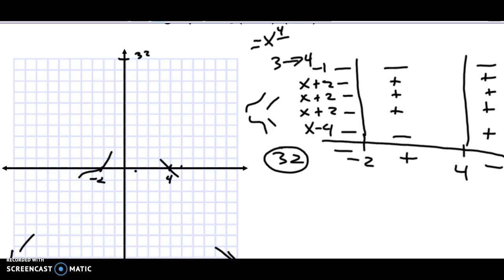And then I would just sort of sketch it. Ta-da! I don't know what it would look like exactly if you put it in Desmos, but that's a pretty rough sketch, right? You've got this curvy thing happening here at -2. You've got the straight line crossing at 4, and you're going all the way there. That's graphing the polynomial.